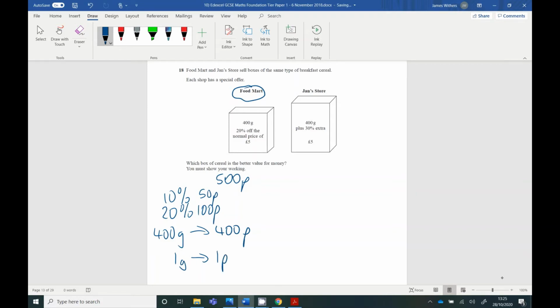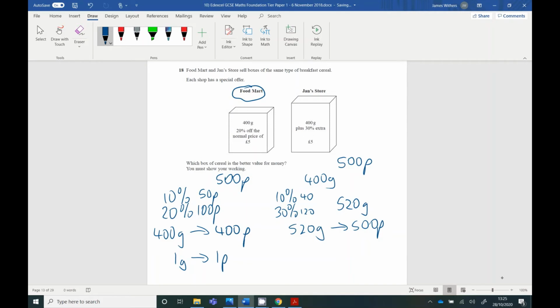Now in Jan's store, again we're still paying 500 pennies, £5, but we're getting 30% extra in weight. So 400 grams is what we started with. 10% extra would be another 40 grams. So 30% extra, 3 lots of 40, would be another 120 grams. So we're getting 520 grams for 500 pennies. Now already I can see this is better value for money.